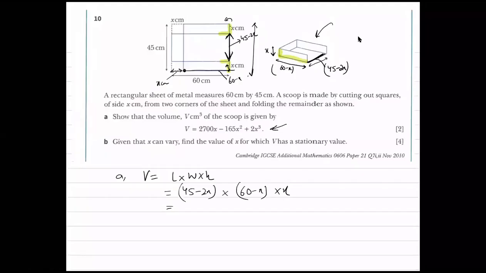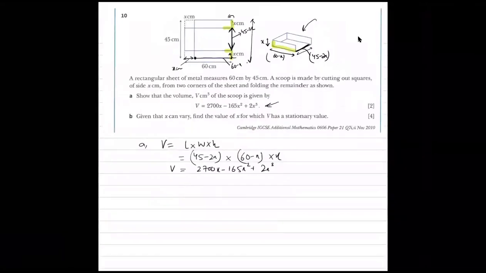So is everyone able to prove that after multiplication, you are going to get volume equals 2700x minus 165x squared plus 2x cubed? Is everyone getting this? Yes, sir.